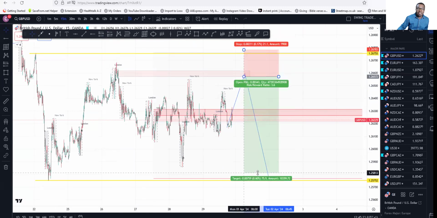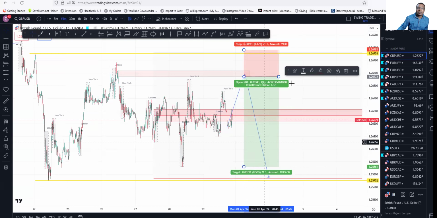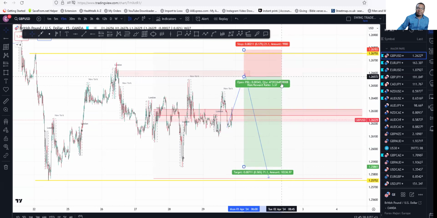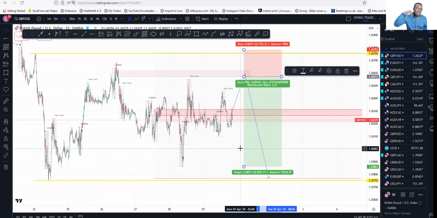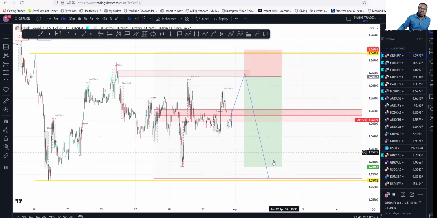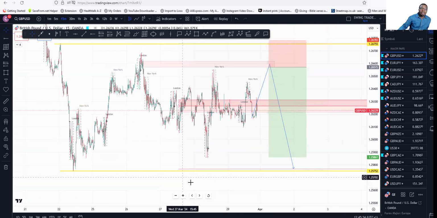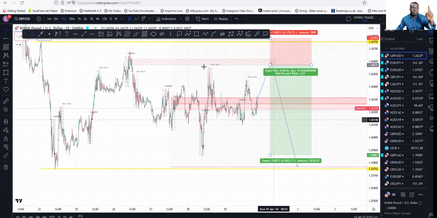And then we're targeting this low. That is your first 1, 2, 3 for the week. And if you can get this 3% for the week, that is a good trade. Okay. So this is what I'm looking at on GU. I hope that is clear.